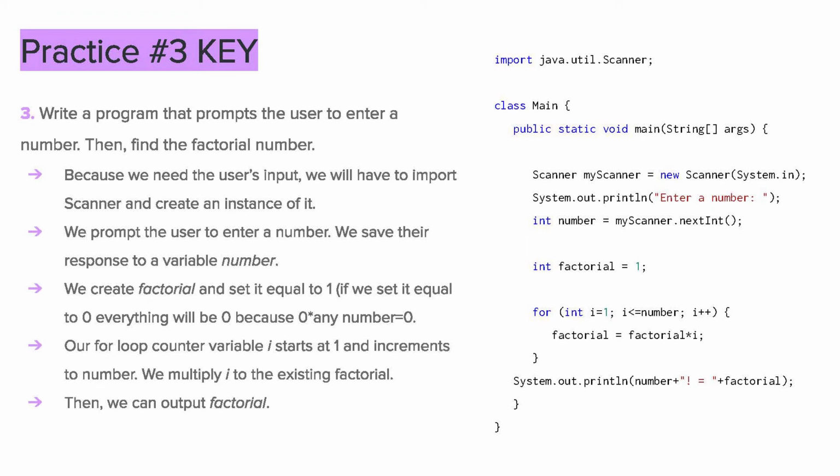Make sure that you've imported and created a scanner. Now, ask the user to enter an integer and store their input as a variable. Ours is called number. We also made a variable called factorial, which will store the value of the output that we're going to print out at the end. Now we have to find the value of that factorial by using a for loop. Our for loop goes from 1 to the value of the variable number and multiplies the variable factorial by the current index with each iteration. After the loop, we print out the final value of factorial.